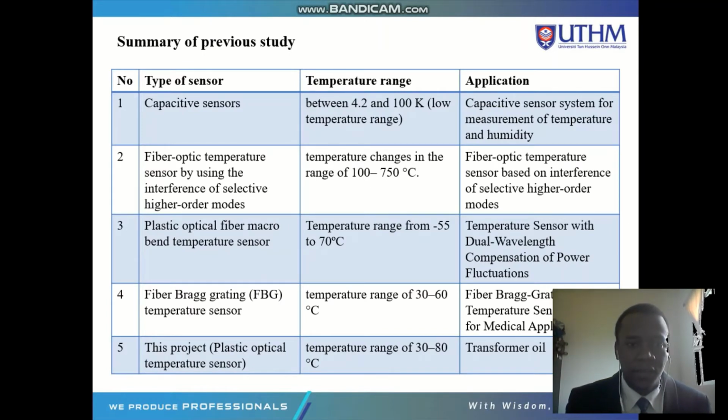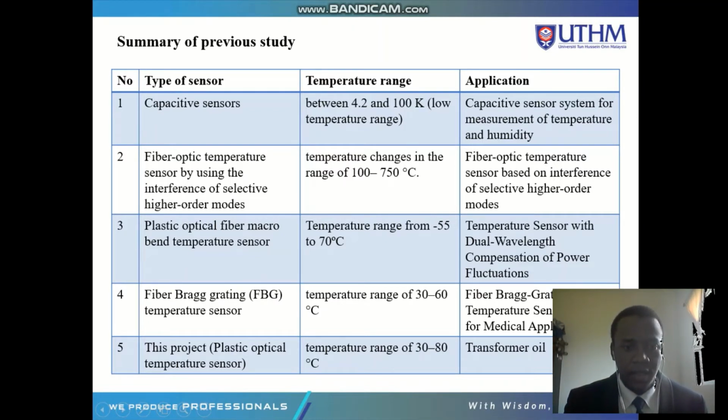Okay, so this is the summary of the previous papers regarding sensors. This one is the capacitive sensor. The capacitive sensor uses temperatures between 4.2 and 100 Kelvin, meaning it can only be used in a low temperature range. Capacitive sensors are used for measurement of temperature and humidity in the application. Next, a fiber optic temperature sensor using interference of selective high mode order. This one is also a glass type fiber. The temperature range is between 100 and 750, which is very high. And the fiber is used in interference of selective high mode orders.